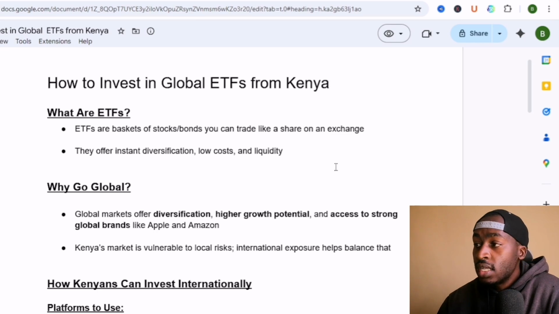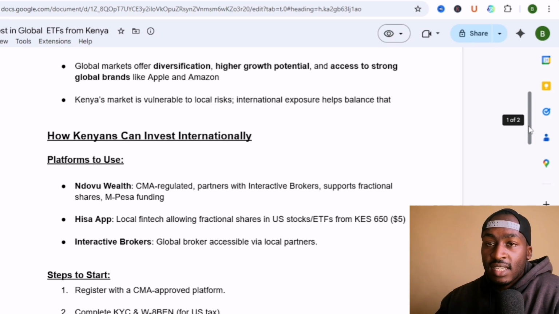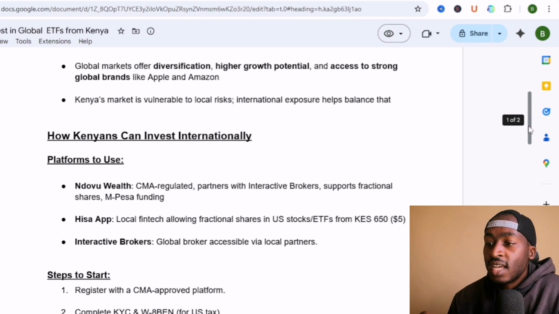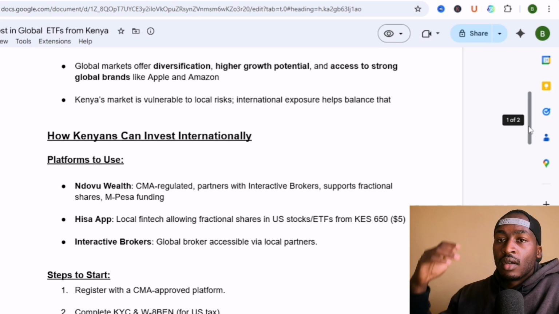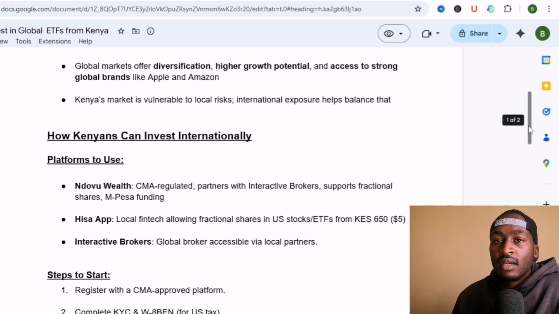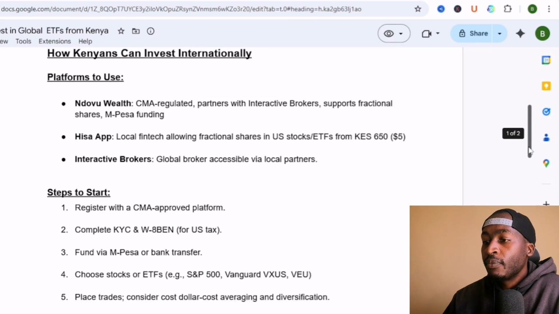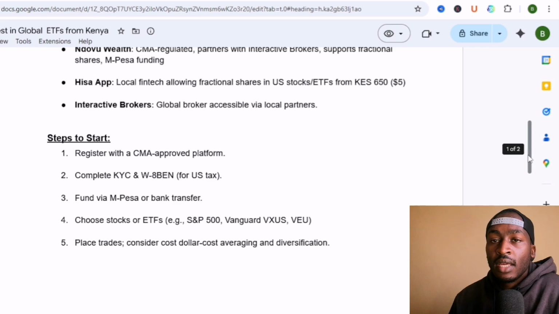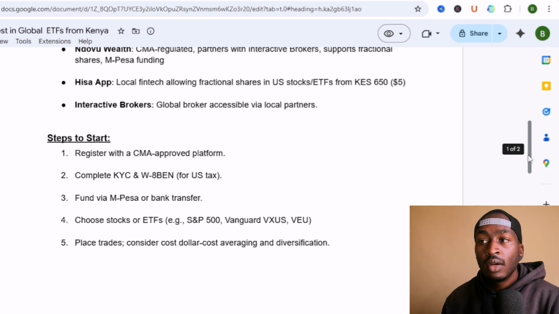So how can you invest in ETFs internationally? To start investing internationally, you can register with Ndovu Wealth and start buying or investing in ETFs. Another platform is the Hisa app. This is a local fintech allowing fractional shares in US stocks and ETFs, and you can start with as little as $5. I think this is by Faida Investment Bank. So these are the two apps that you can use to start investing in the stock markets globally, and you'll also be able to withdraw your money via M-Pesa or your local bank. To get started, you need to register with either Ndovu Wealth or Hisa app, and there are many other applications out there, but these are the two which I'm well versed with.